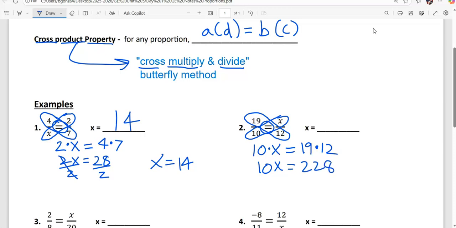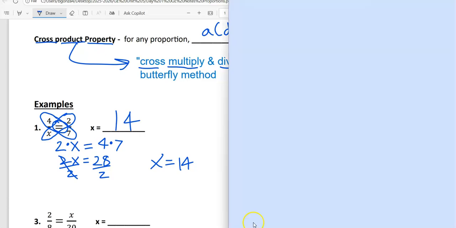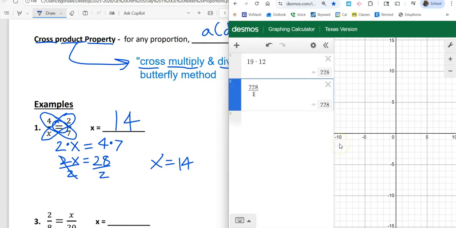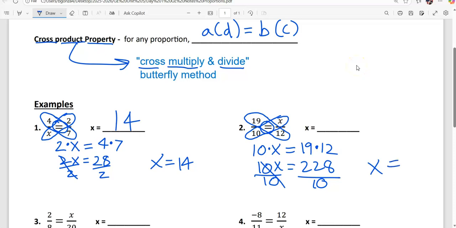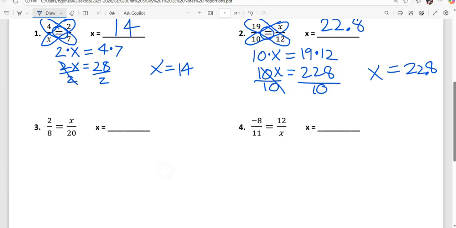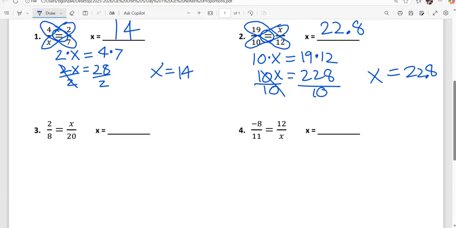And then my last step, how do I get rid of the 10 in front of x? Divide. I cross multiplied. Now I divide. Now, 228 divided by 10, when I type that in, it gives me a decimal. Is it okay to have a decimal? Yes, it is. 22.8 is great. Okay? So, do you see how I'm showing my work? I'm not just spitting out random numbers, okay?